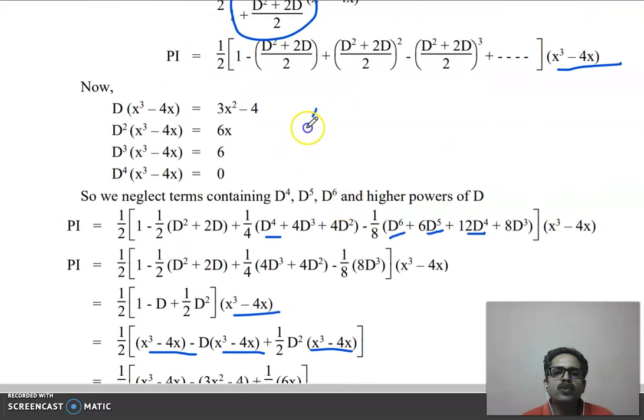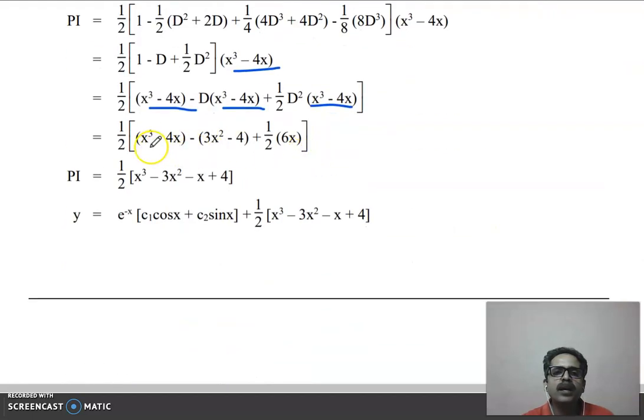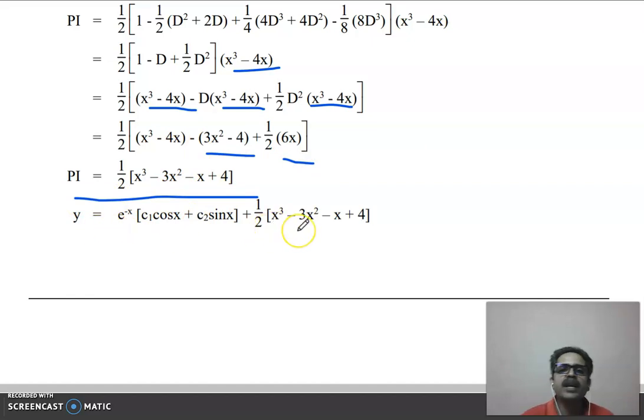Now use these values in the second term and third term. Simplify this, we obtain PI, and put this value of PI here, we can get the complete solution.